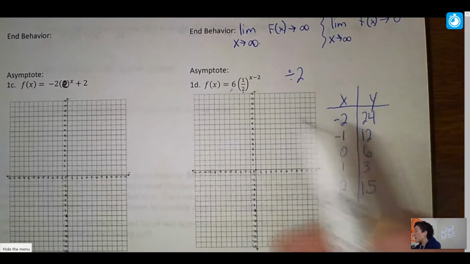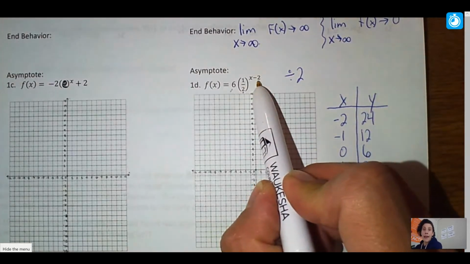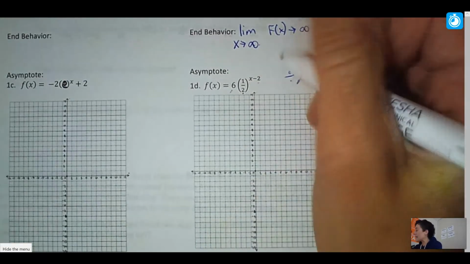So the other number that we're seeing is this -2, and that is an h value because it's contained in the exponent.